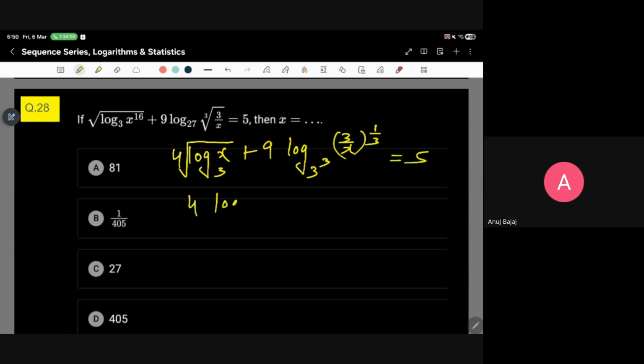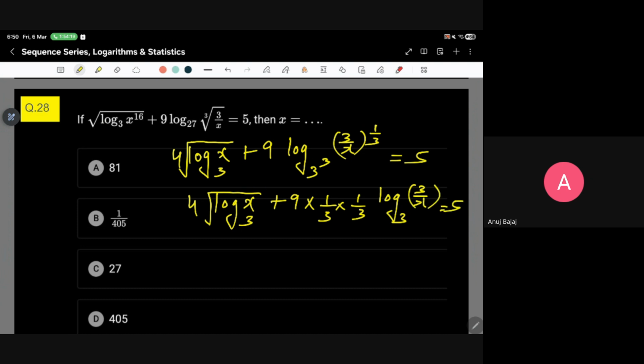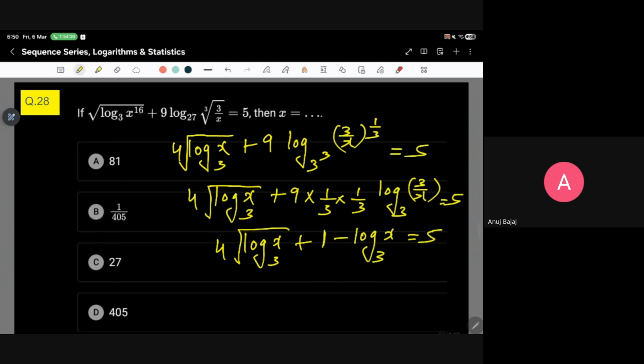So 4 log x base 3, 9. This 3 will come as a 1 upon 3, and this will directly come as a 1 upon 3, right? So this becomes 4 log x base 3 root plus 1 minus log x base 3 equal to 5.